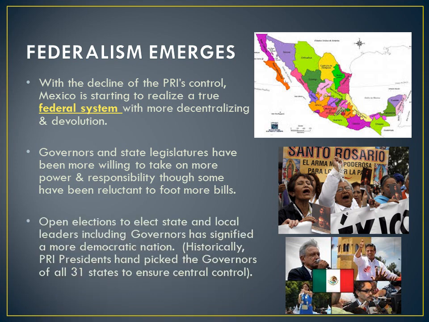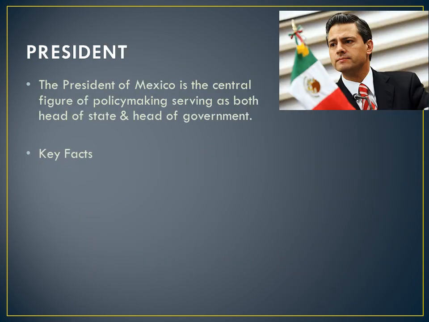Open elections to elect state and local leaders, including governors, has signified a more democratic country. Historically, the presidents used to handpick the governors of all 31 states to ensure central control by the PRI. In Mexico, by far, the president is the central figure when it comes to enacting and enforcing policy, as he serves as both the head of state and head of government.